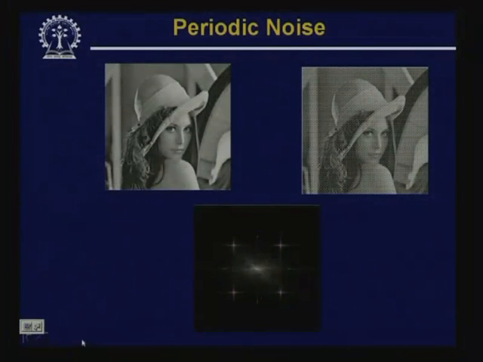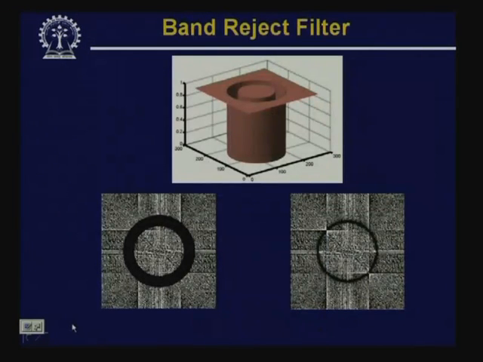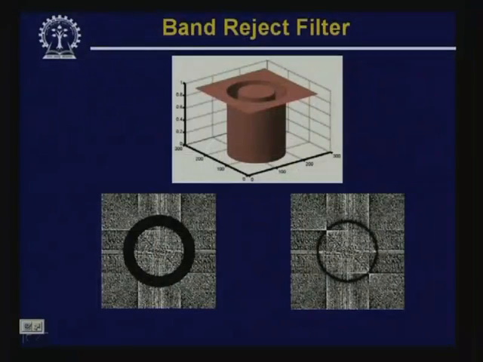So, once I have this information, I can go for an appropriate bandpass filtering to filter out that region from the Fourier transform, or that part of the Fourier coefficients. That is what has been shown next. This is a band reject filter. This is the perspective plot of an ideal band reject filter, and here the band reject filters are shown superimposed on the frequency plane.